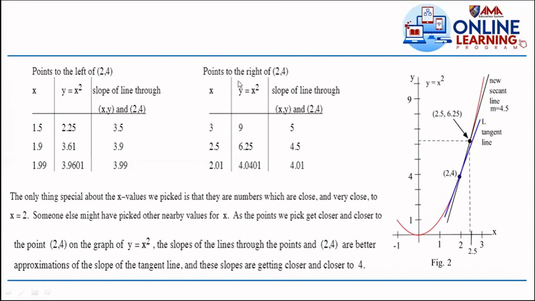So next, we have the points to the right. Okay, nung una, we have 3 and 9. Pinakauna po natin, 3 and 9.